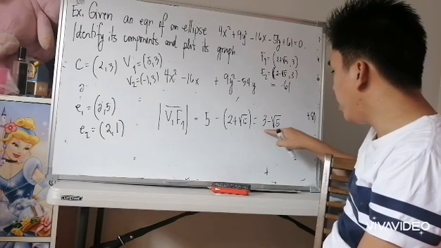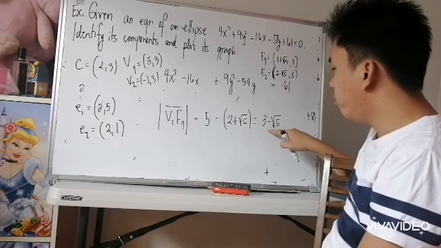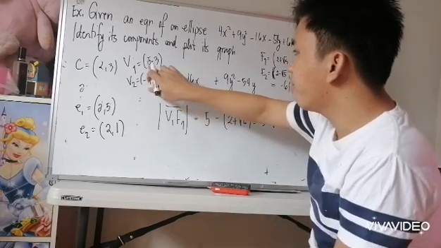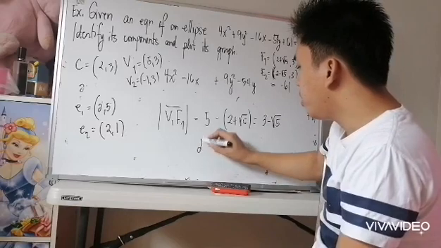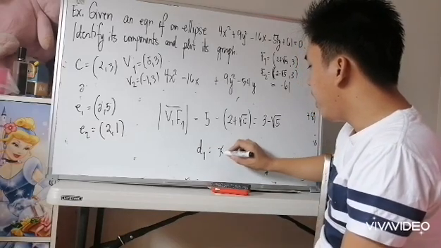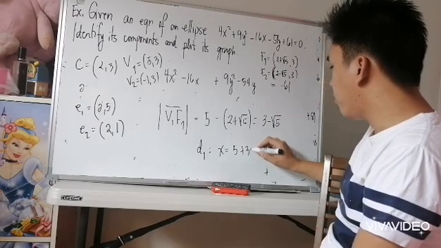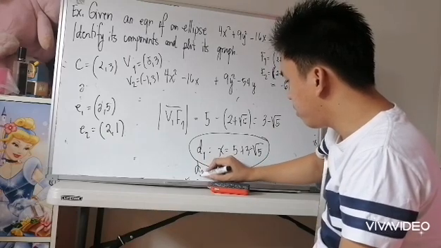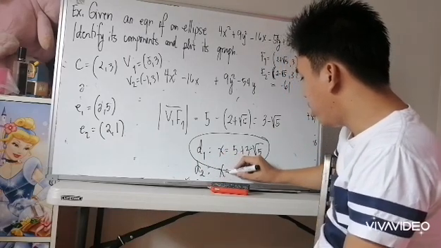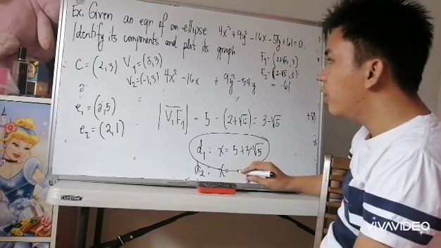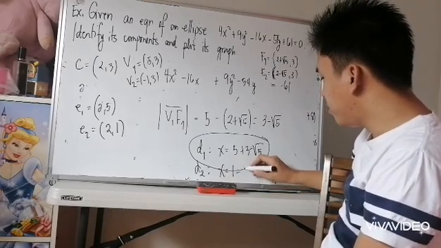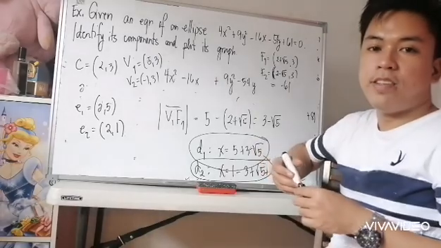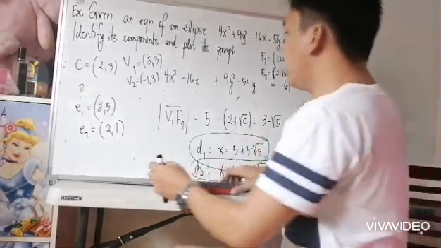So therefore, I will add these to the vertex. Your vertex is at the value x equals 5. So the first directrix is x equals 5 plus 3 minus square root of 5. And your second directrix is x equals 1 minus 3 plus square root of 5. That's it. So how do I plot this one?